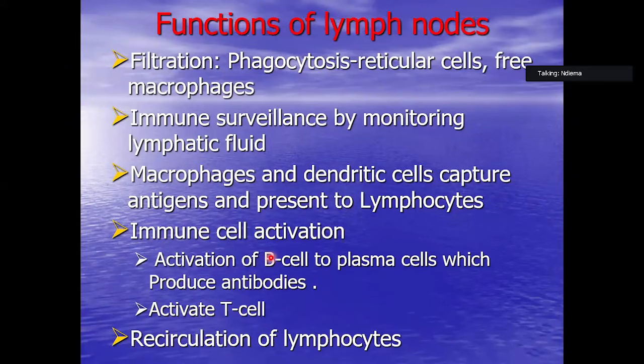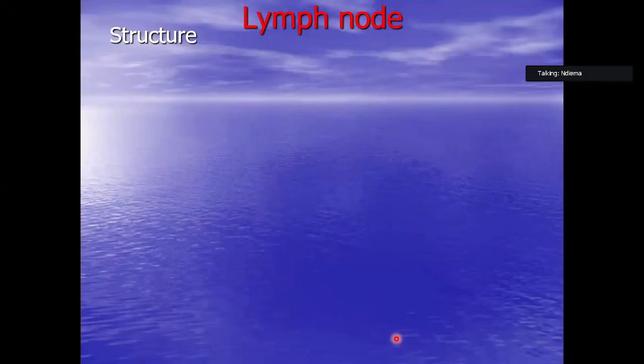So what is the structure of a lymph node? Just like any other solid organ, it's covered by a connective tissue capsule. The capsule penetrates into the organ as trabeculae, and the cells themselves are supported by reticular fibers.